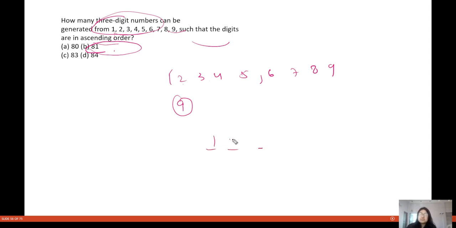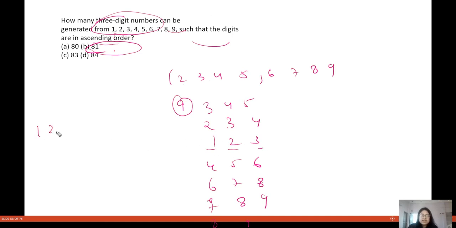If we are choosing 1, 2 and 3, we can choose only that. Then we can choose 2, 3 and 4, then 3, 4 and 5, then 4, 5 and 6, then 6, 7 and 8, then 7, 8 and 9. And this much only, because 8, 9 and beyond is not possible. You can see that the digits are always in ascending order. Now we have to find 3-digit numbers.